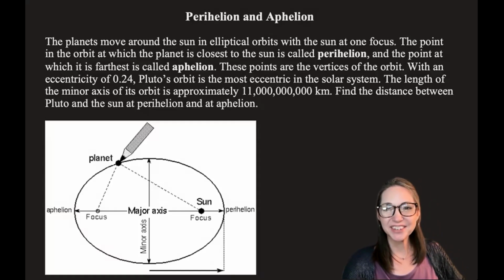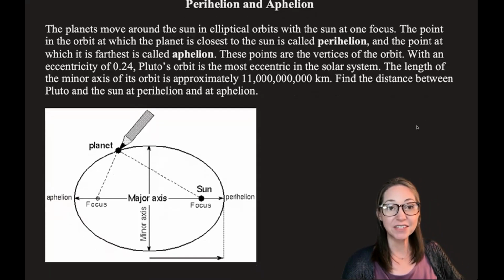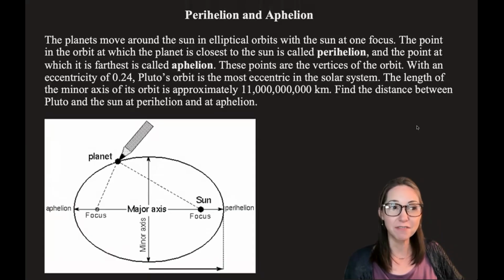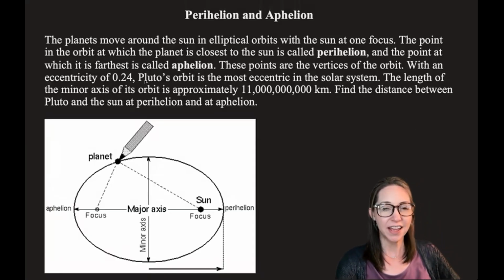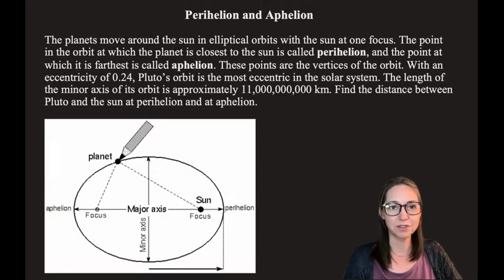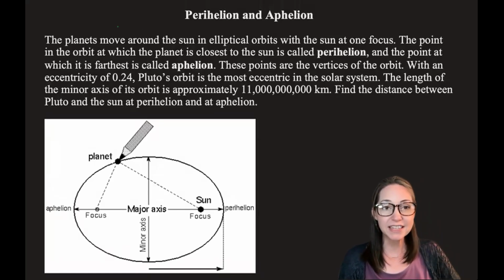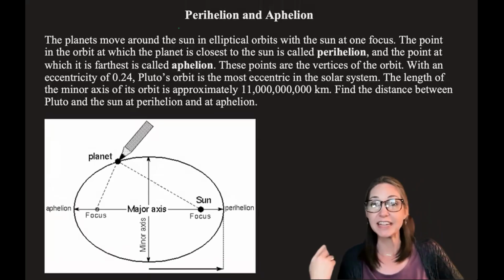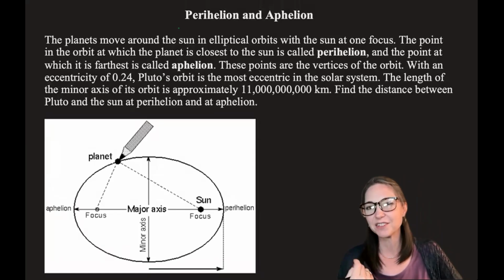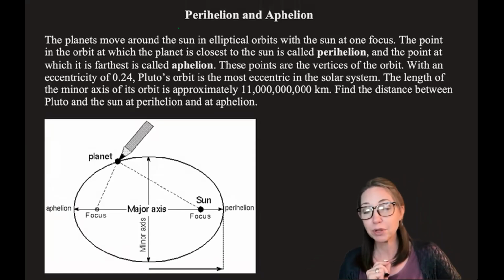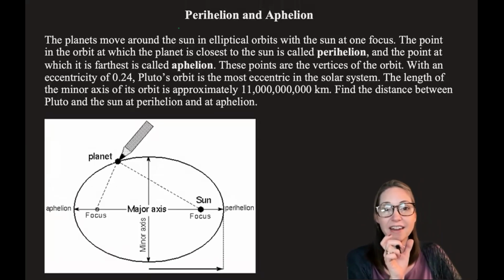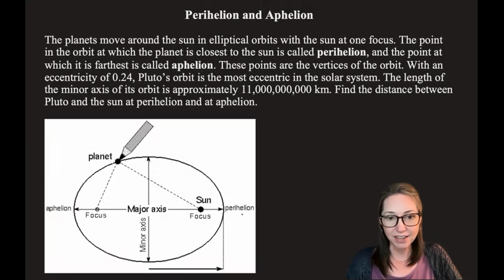Welcome back to our series on ellipses. In this video we're going to look at the eccentricity of a planet's orbit. For fun, we're going to look at Pluto, and these numbers are approximations, but they're not too far off. The planets actually move around the sun in elliptical orbits. It's not really circular, but it's close for Earth and for most planets.